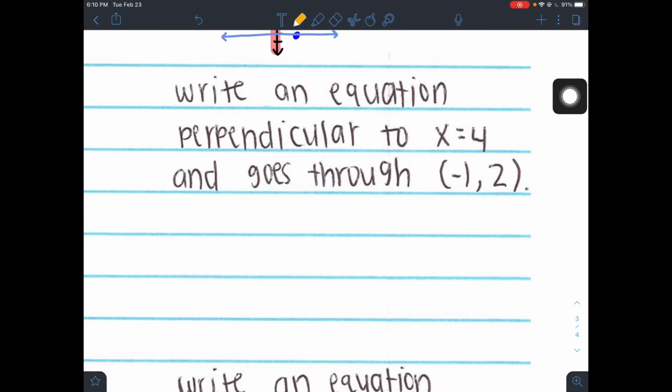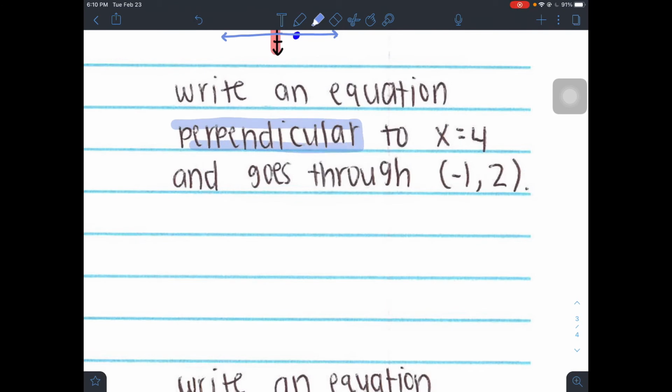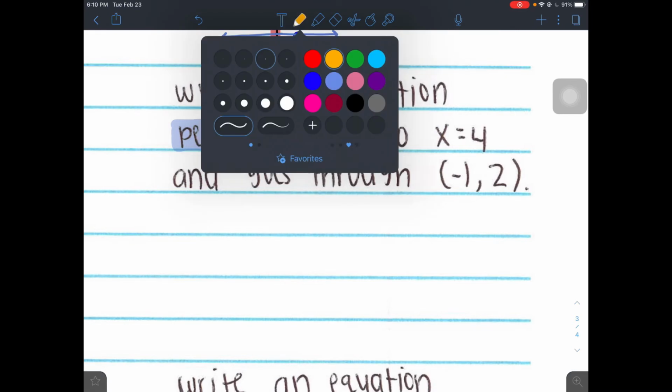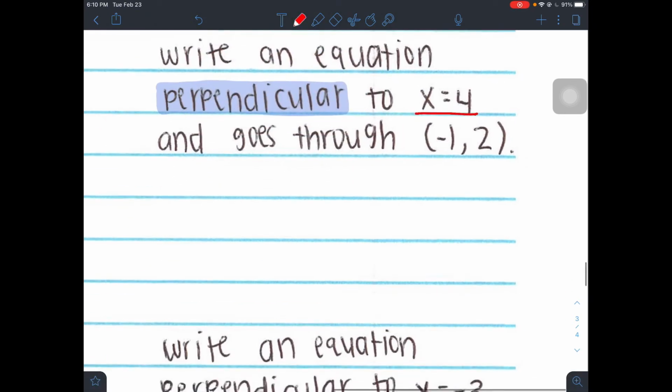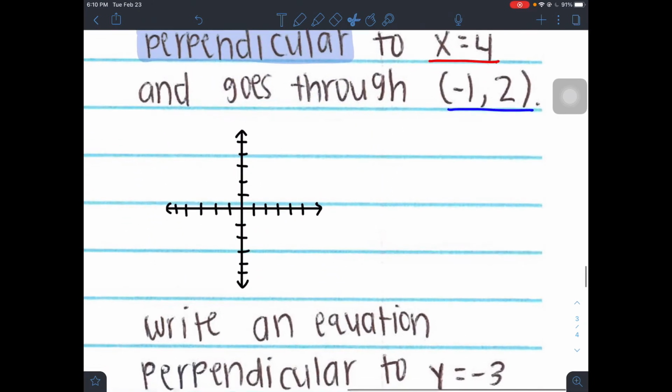Write an equation perpendicular to x equals 4 that goes through (-1, 2). Okay, so perpendicular means we do want it to cross. We do want opposite reciprocal slopes, whatever kind of problem it is. And then we want it perpendicular to x equals 4. And then we want it to go through the point (-1, 2). Okay, so let's go ahead and plot that. So (-1, 2) is going to be located right here. And we want it perpendicular to x equals 4. Again, to graph x equals 4, you go to the x-axis, and it's going to be +4 there. And then it's going to be a vertical line.